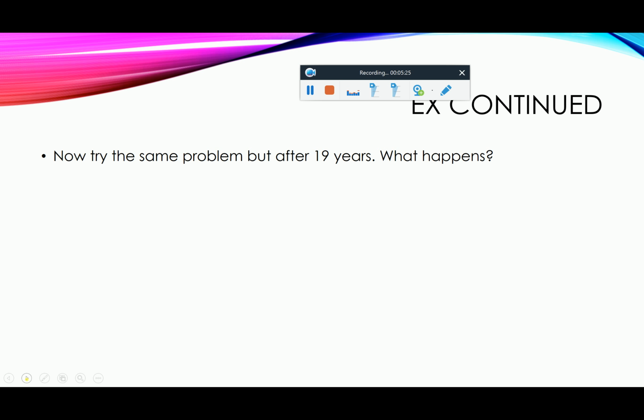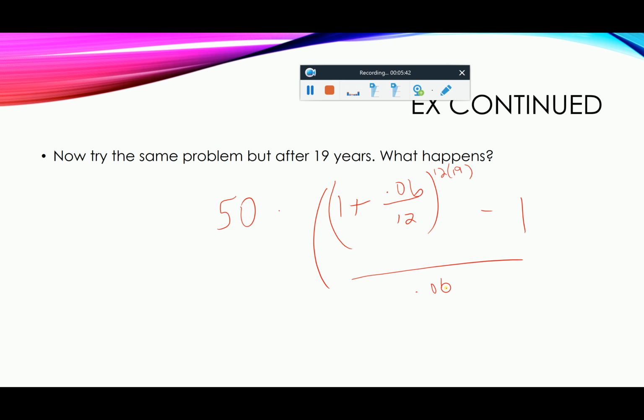All right, so you could do the same problem for 19. If you were to do it for 19, it would be 50 times 1 plus your r, which was still your 6% over 12. And this time you would do 12 times 19 minus 1 over. All this would still be the same. All right, and if you end up doing this in your calculator correctly, and I want you guys to practice that, you should end up with 21,178.99. Okay?